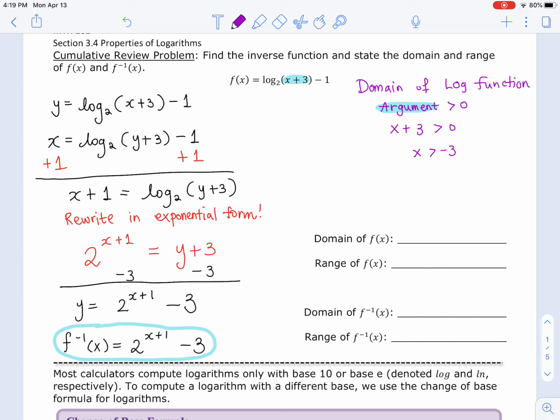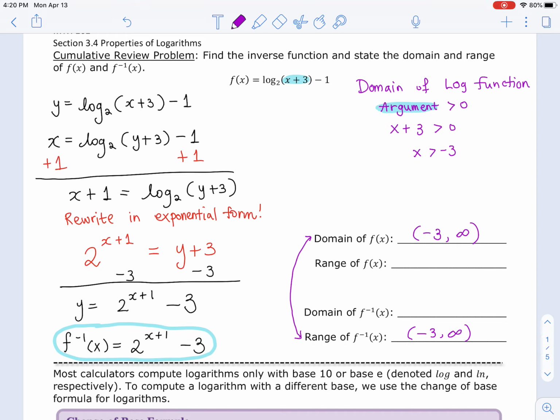And if you write that in interval notation, then the domain of this log function is anything greater than -3, all the way up to positive infinity. Now look, that's the domain of the original f of x. Then the inverse function must have a range of the same exact thing. So once I know the domain of this f of x, I do know that the range must be exactly the same. Okay? All right.